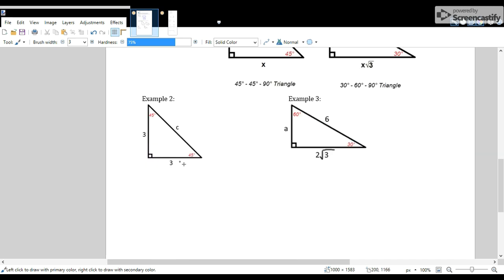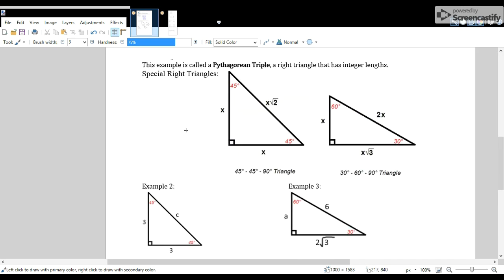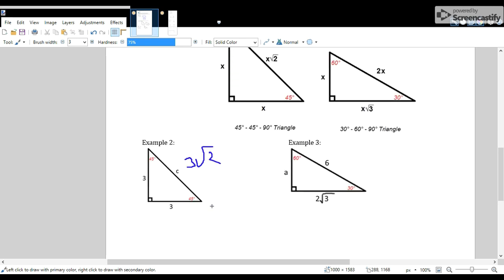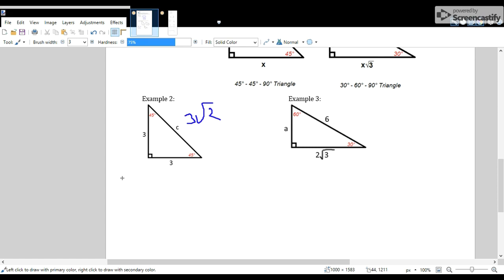So let's look at example 2. We have 3, 3, and something. Now, it should be 3 square root of 2. But let's check with the Pythagorean theorem. 3 squared plus 3 squared equals c squared. 3 times 3 is 9. 3 times 3 is 9. That equals c squared. 9 plus 9 is 18.